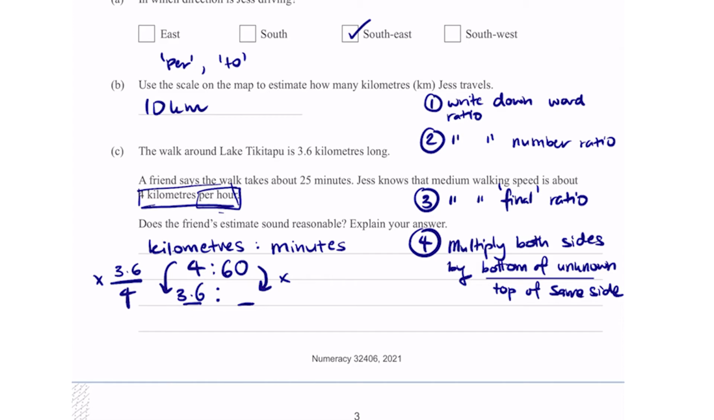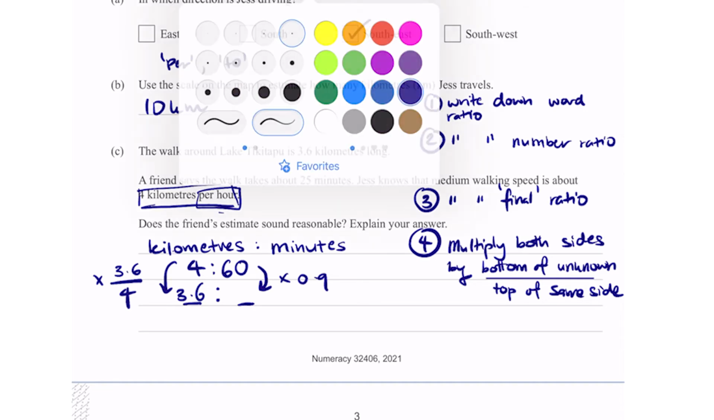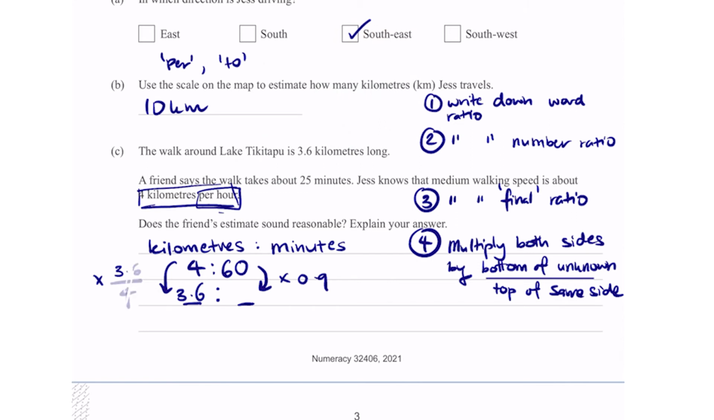So what's 3.6 divided by 4? It's 0.9. So we're multiplying by 0.9 on both sides. So this is the same as 0.9, so I'll just rewrite it as 0.9. And we can double check this by going 4 multiplied by 0.9. We end up with 3.6, which is correct. And if we multiply by 0.9 on the right-hand side, so 60 multiplied by 0.9, we're going to get 54. So it takes 54 minutes to travel 3.6 Ks. So the friend estimated it would take 25 minutes. This is clearly wrong because we got 54.